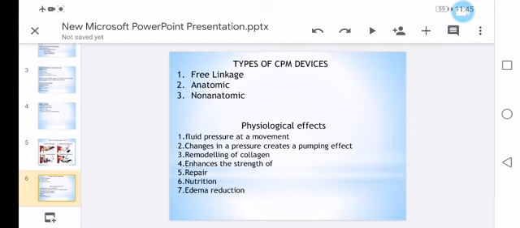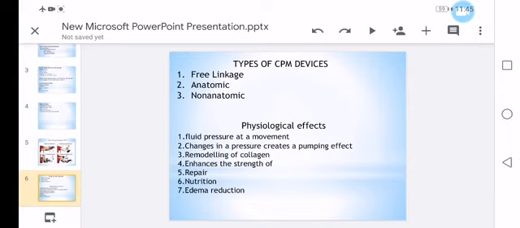Next, physiological effects. Fluid pressure with movement: in extension there is the most joint volume and low pressure, while in flexion there is high pressure and the least joint volume. Changes in pressure create a pumping effect. The pumping effect circulates synovial fluid, and assists the removal of hemarthrosis, edema and blood from tissues surrounding the joint.